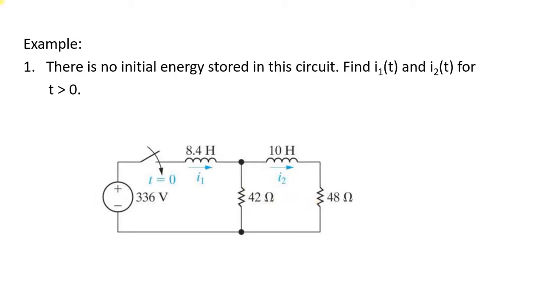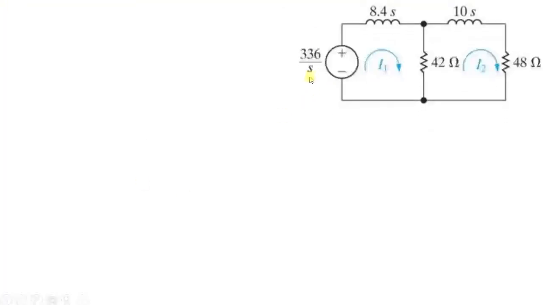First of all, as I said in the steps to solve the problems, the first one is that the circuit is redrawn. Here the voltage source is a DC source, so it is replaced by the S domain equivalent 336 divided by s, and the switch is closed, because I want to find the response after the switch closes. Similarly, the inductance L is replaced by sL, so it is 8.4s. Similarly, the 10 Henry is replaced by 10s. The first loop current is I1 and the second loop current is I2.